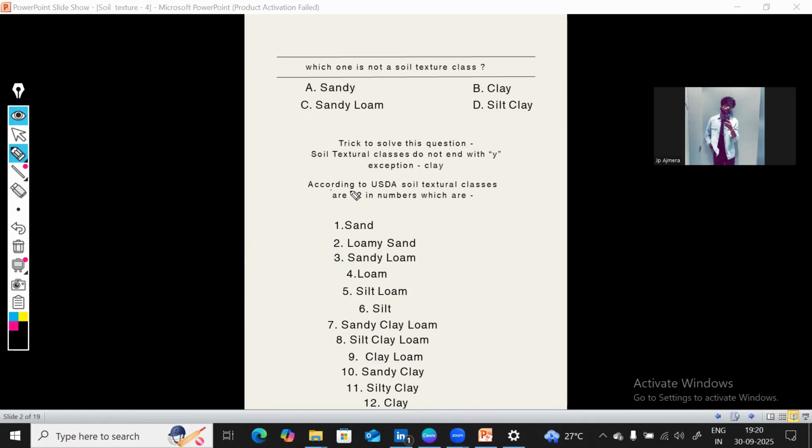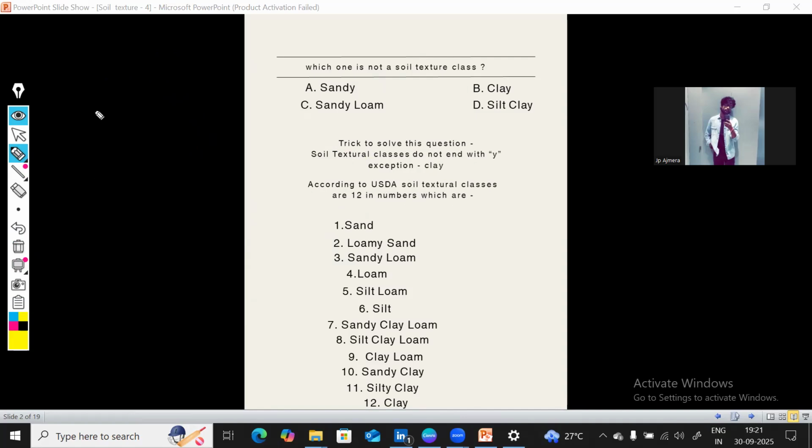According to USDA, soil texture classes are 12 in number. How many soil texture classes? There are 12 soil textural classes. How much in number? 12. By USDA. What is USDA? I already told you so many times. United States Department of Agriculture. So what are the 12 classes? How can we remember that?